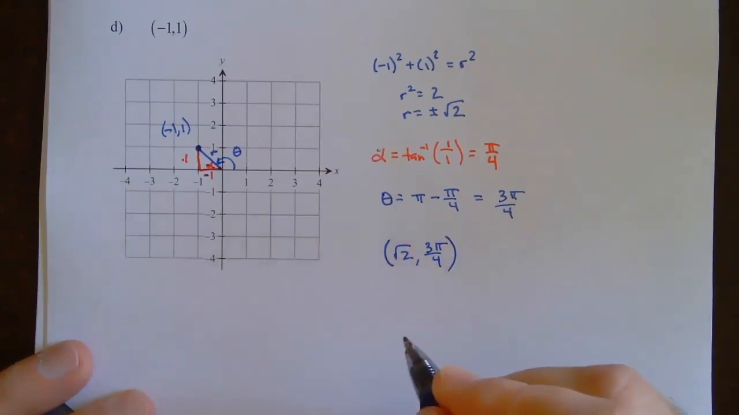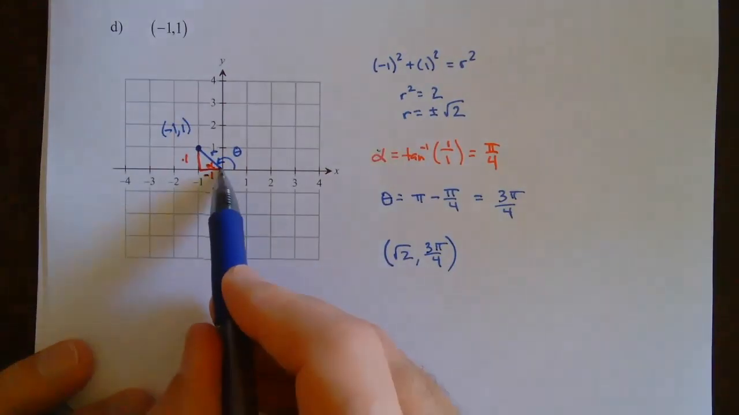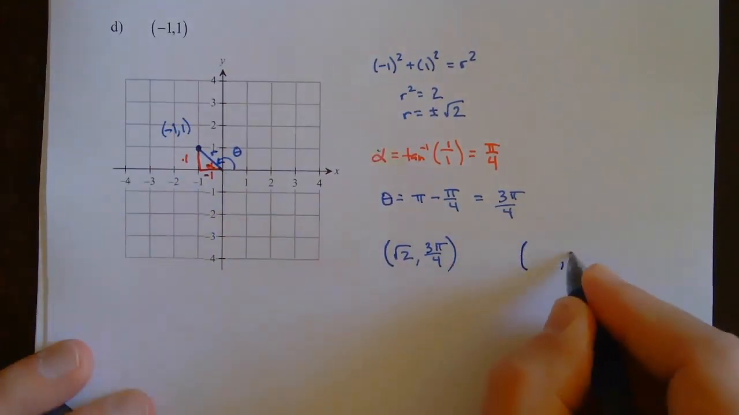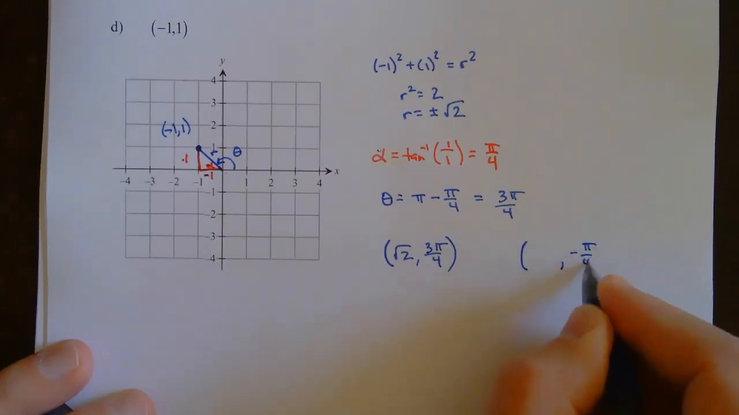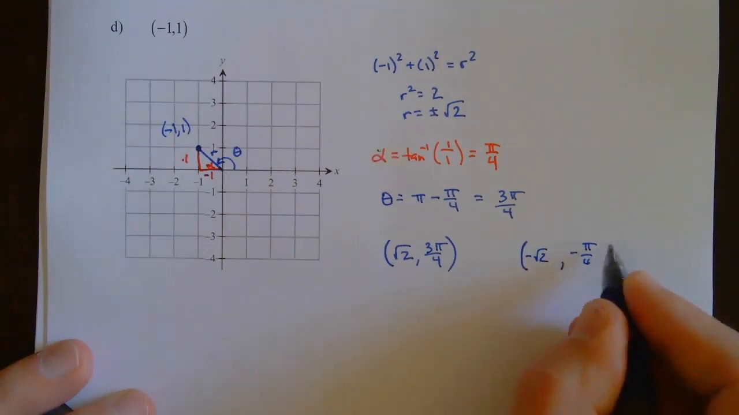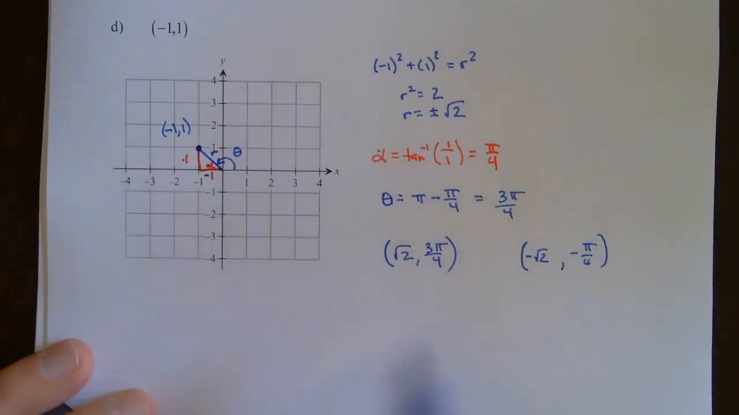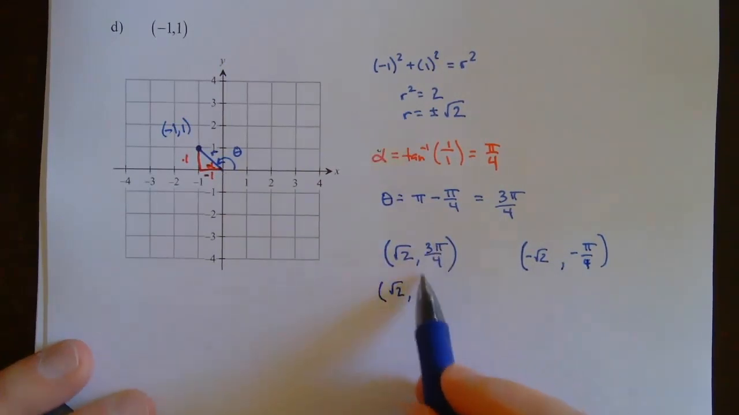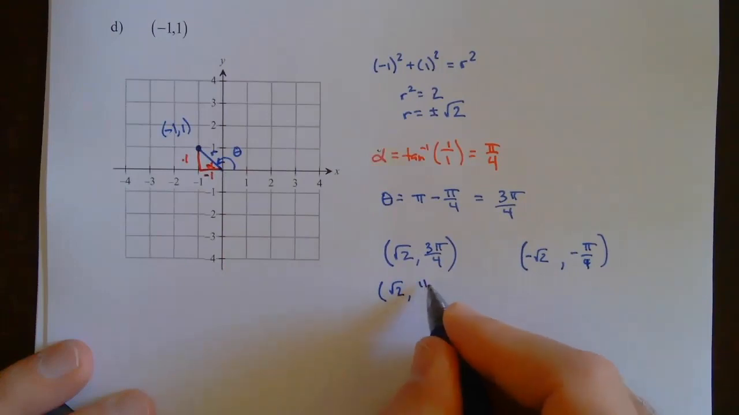Okay, another way would be we could do a negative pi over 4, right? So negative pi over 4. But that's the angle in the opposite direction, right? So we would need this to be negative square root of 2 to get you to go in the opposite direction, okay? Square root of 2 and add 8 pi over 4, and that would be 11 pi over 4.